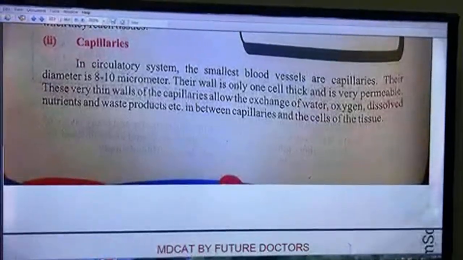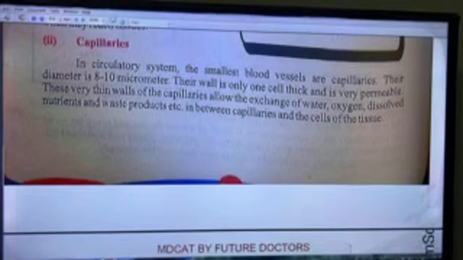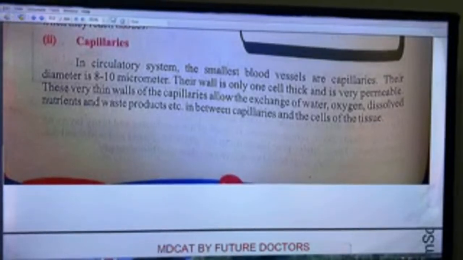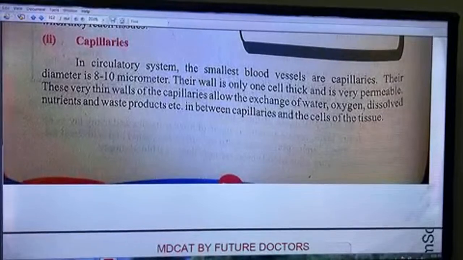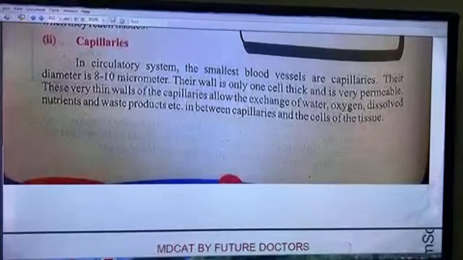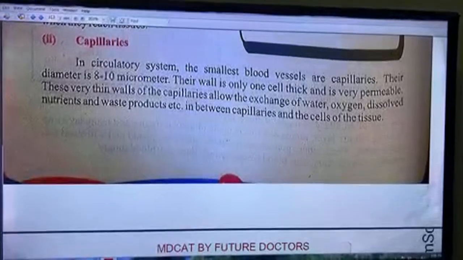In the circulatory system, the smallest blood vessels are capillaries. Their diameter is 8 to 10 micrometer. Their wall is only one cell thick and is very permeable. These very thin walls of capillaries allow the exchange of water, oxygen, dissolved nutrients, waste products, etc.